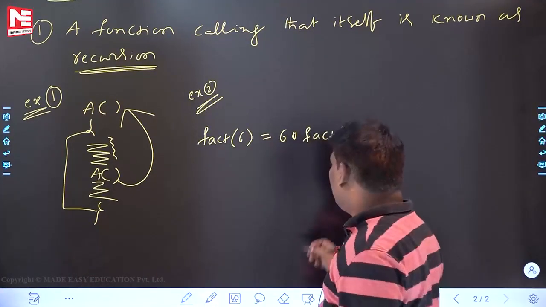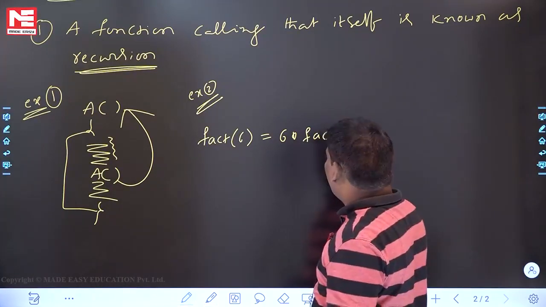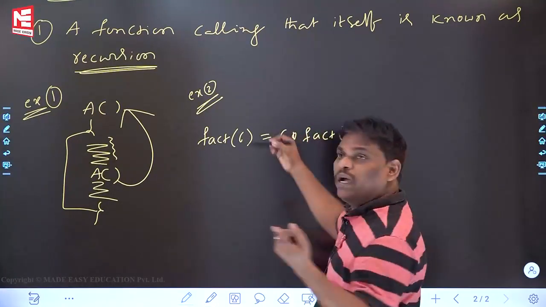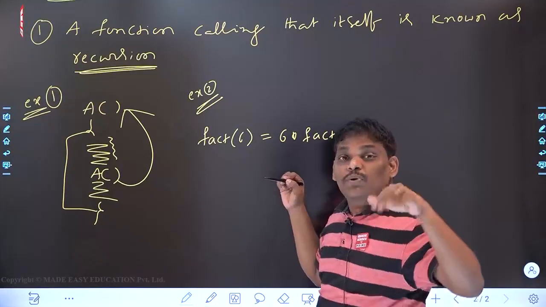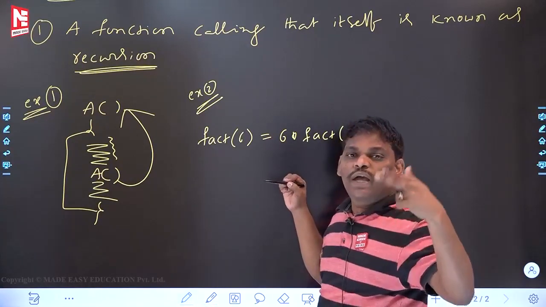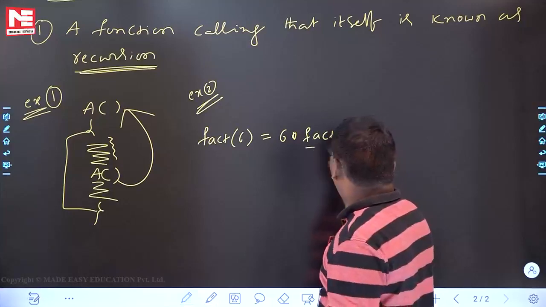Some people are asking me, sir, if I know the factorial of 5 value, I will multiply it by 6 and then the factorial of 6 will come, that is okay. But suppose I don't know the factorial of 5 also.